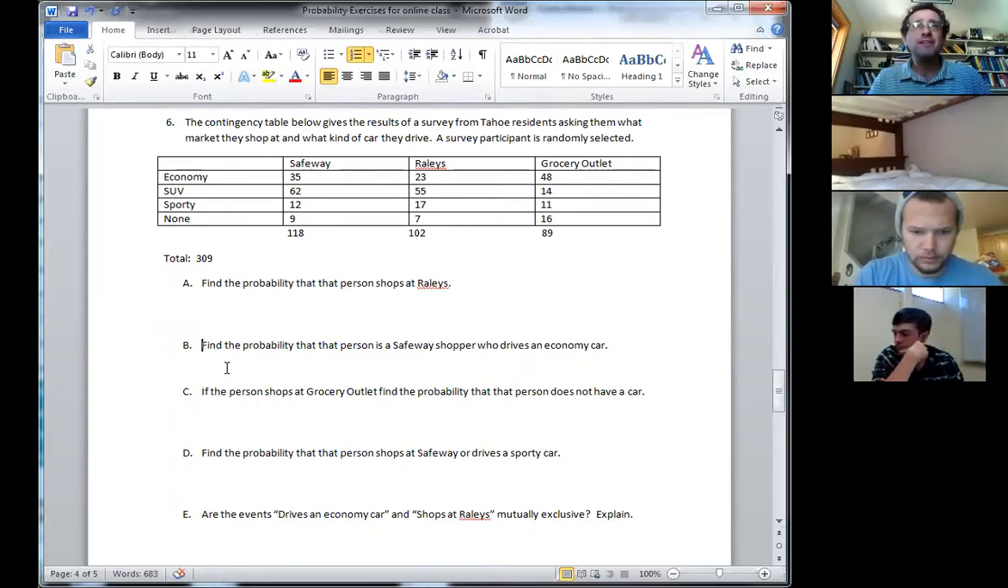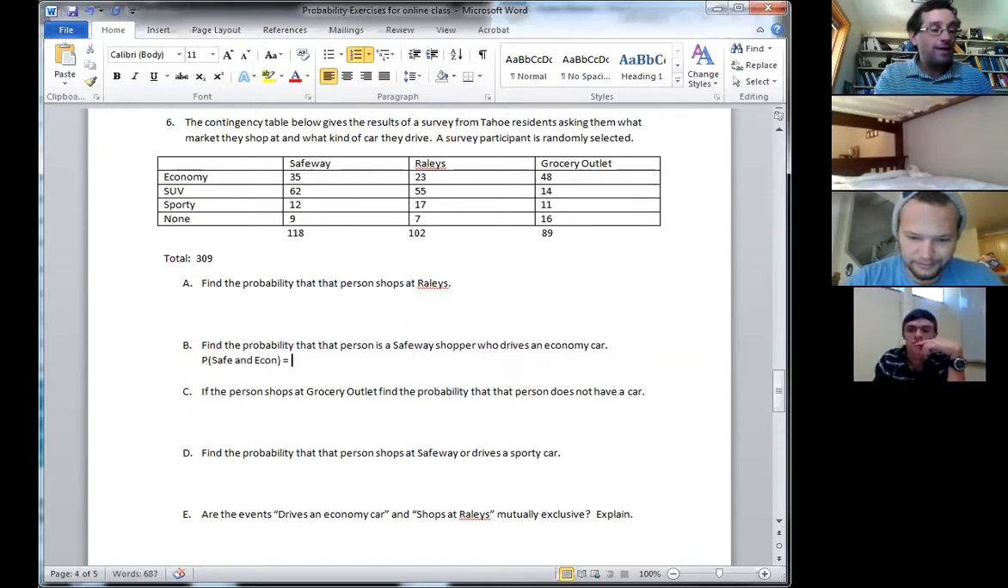Okay, that one takes a little bit of thinking. So it's actually quite easy. Yeah, it's 35 over 309. So I want to write down that is the probability. I want to write in symbols first. Safeway, I'll write safe, and economy. And there were 35 Safeway economy car shoppers divided by 309 total.